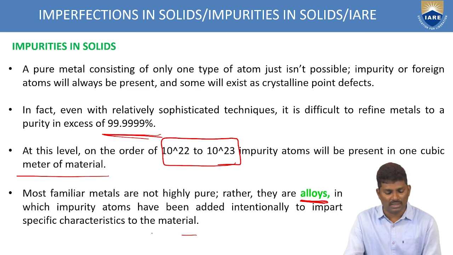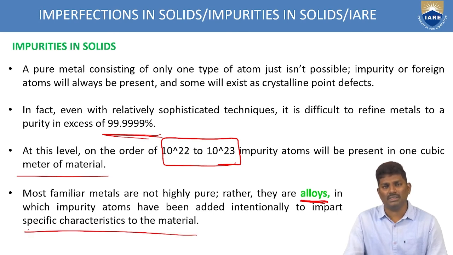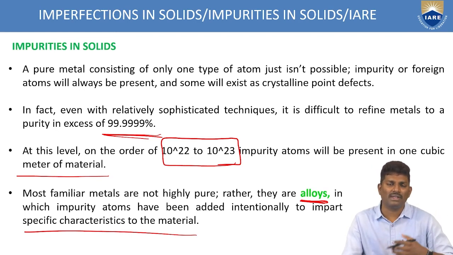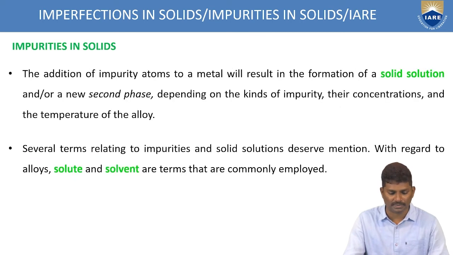Because one needs specific characteristics or special properties of the material, we are trying to add another material. Because of adding this foreign material, some alloys are mixed with the base material. So you can't get a uniform atomic structure; you can have different types. Because of this, you're getting impurities in those solids.